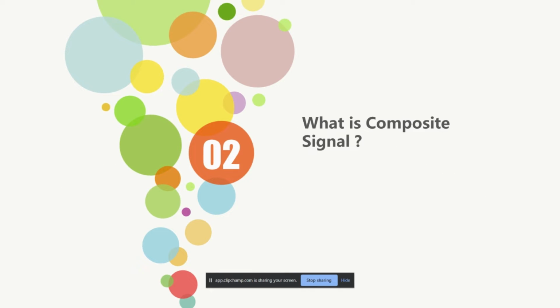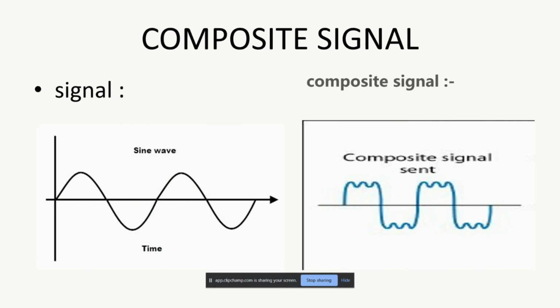Now, second one is what is composite signal. As previously I have said, we need to understand the composite signal to understand distortion. And a composite signal consists of multiple sine waves of different frequencies.